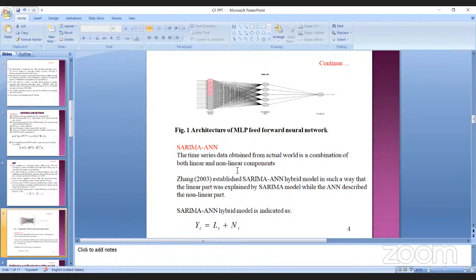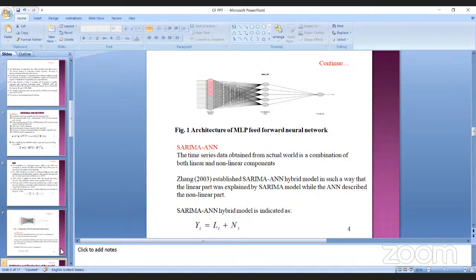So what we need is SARIMA ANN. This is a hybrid model. It combines both SARIMA and ANN in such a way that the linear part of the data will be defined by SARIMA, whereas the non-linear part will be explained by the artificial neural network.